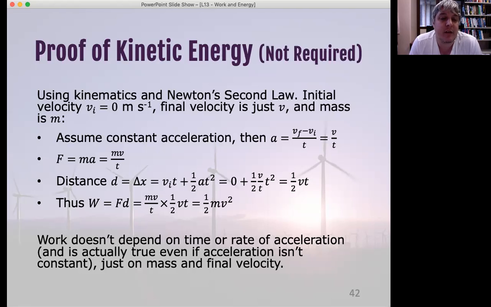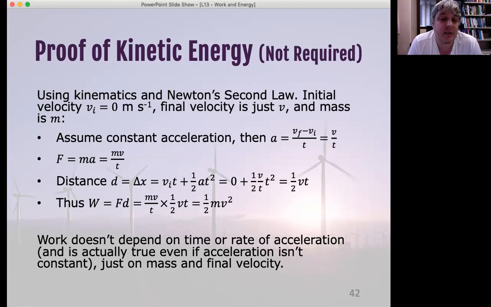So our displacement is going to be v_i t plus a half a t squared. v_i though was 0, so we just have a half a t squared, and we already said that a was v over t. So we have a half v over t times t squared. One of those t's will cancel. We have a half vt. Therefore, our work, force times distance, force is mv over t, and distance is a half vt. We have a half mv squared. Right? The t's cancel out again.